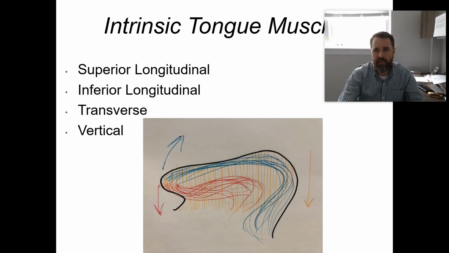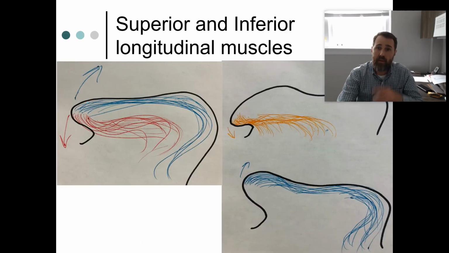So the four intrinsic muscles of the tongue are the superior longitudinal, inferior longitudinal, transverse, and vertical muscles. And they each work to move the tongue in a different way. And they're intrinsic muscles of the tongue, so they are essentially the tongue. So the superior longitudinal muscles, illustrated here in blue, are longitudinal, meaning they run along the entire length of the tongue, from the apex back down to the base of the tongue.